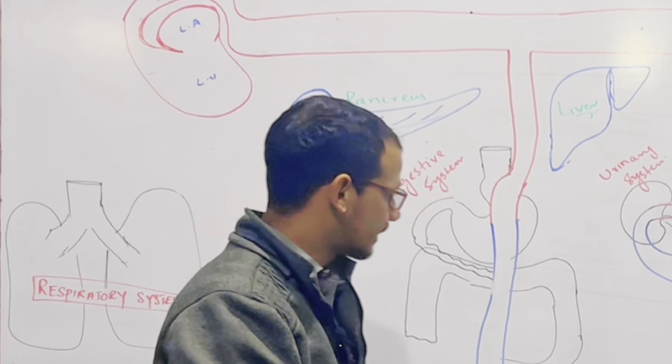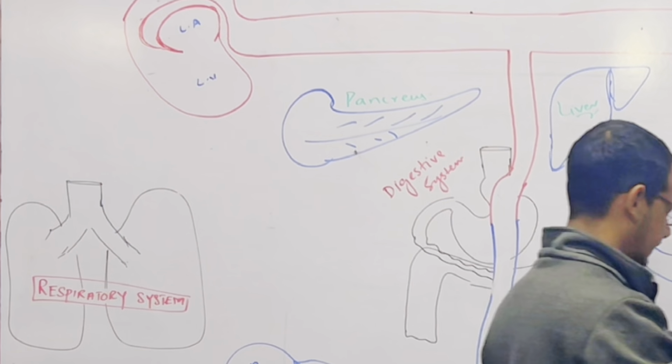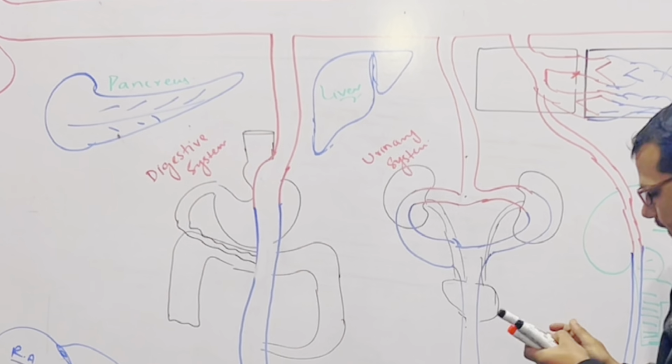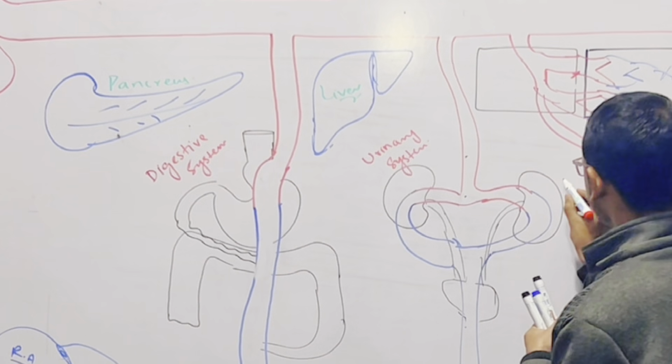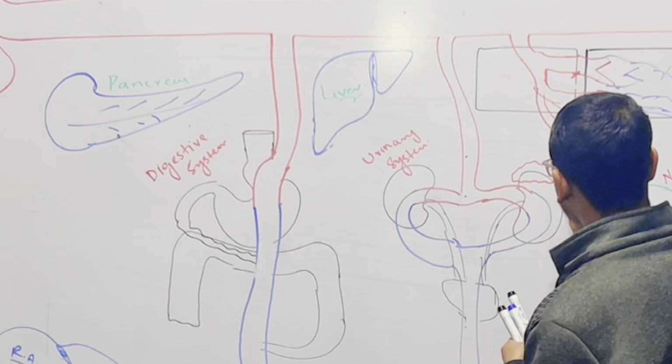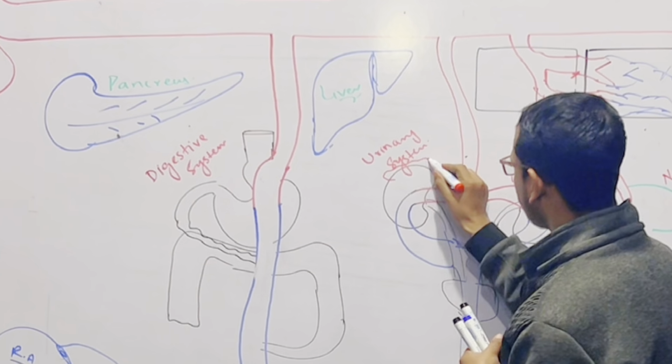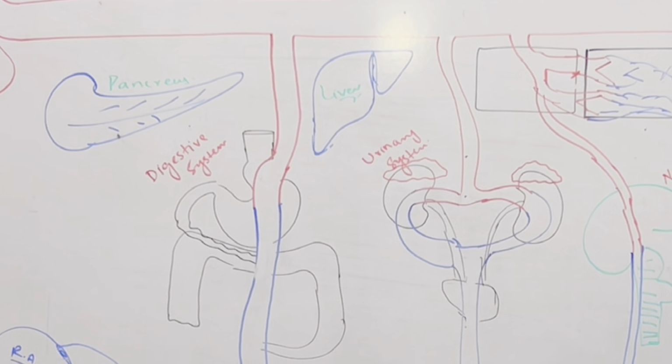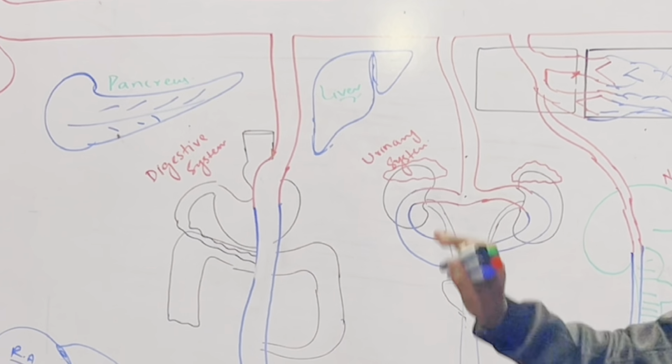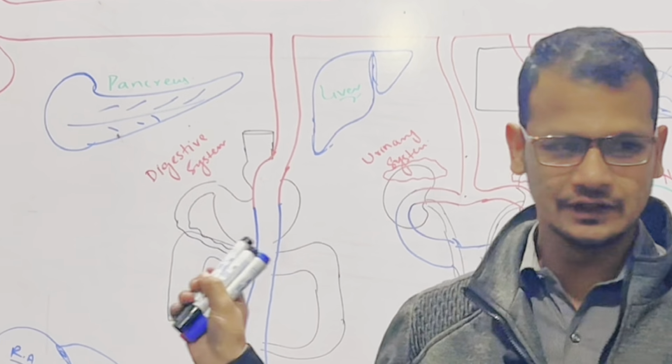Adrenal glands are present on the kidneys. For example, these are adrenal glands. Also, we have pituitary glands. Also, we have salivary glands. All have a role in homeostasis. Right? So now we will start homeostasis and connect it to all these systems.